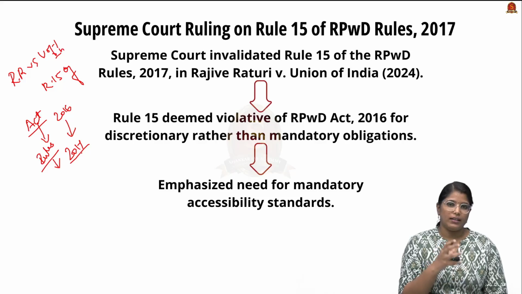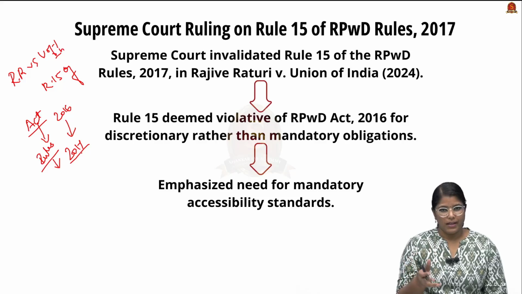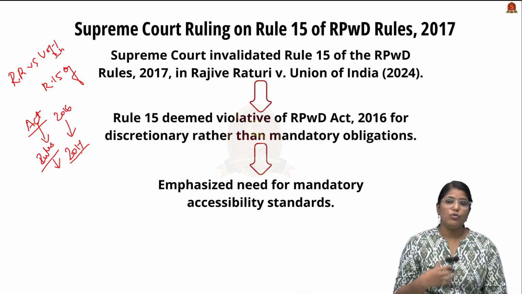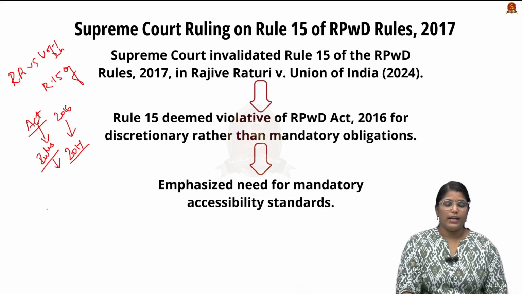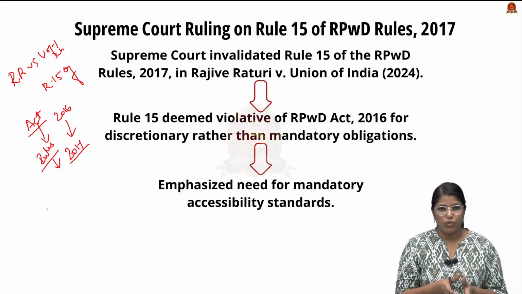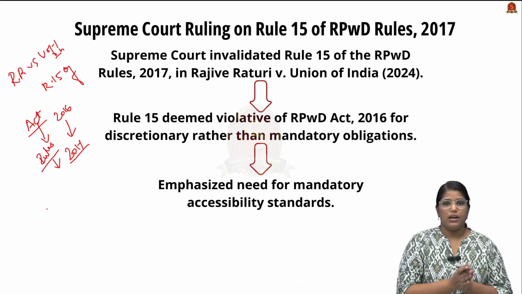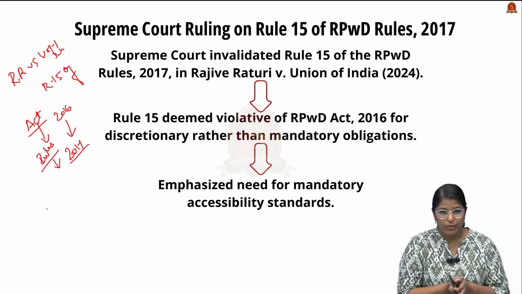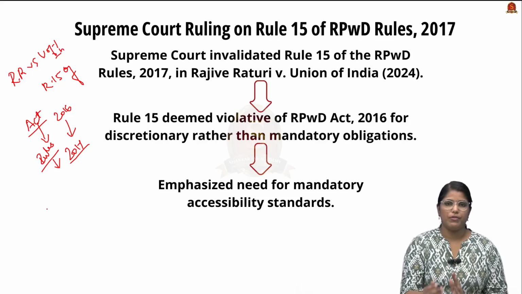So the contradicting rule is this rule number 15. What does this rule number 15 say? This rule number 15 says authorities can have the discretion to implement a particular accessibility rule or not. Or in other words, if a project is being built and a particular ministry is involved in that, the ministry can decide whether the accessibility guidelines given for persons with disability can be applied to that particular building or not. So this is what rule number 15 actually says.